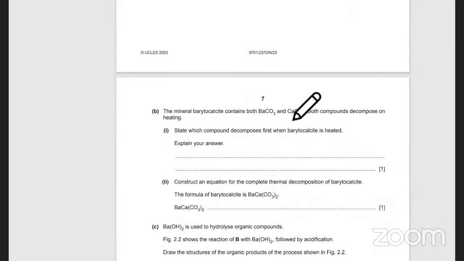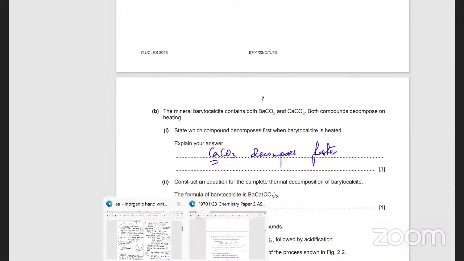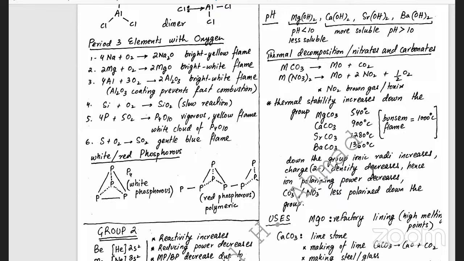Okay, so calcium carbonate decomposes faster than barium, okay? And the reason is there too. Calcium has a smaller ionic radius, so it has greater polarizing power, okay? Down the group, the ionic radius increases, charge density decreases, hence ion polarizing power decreases.